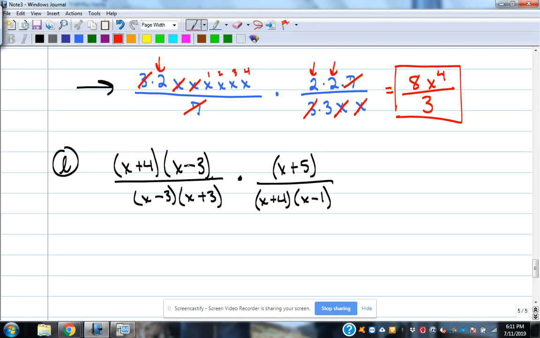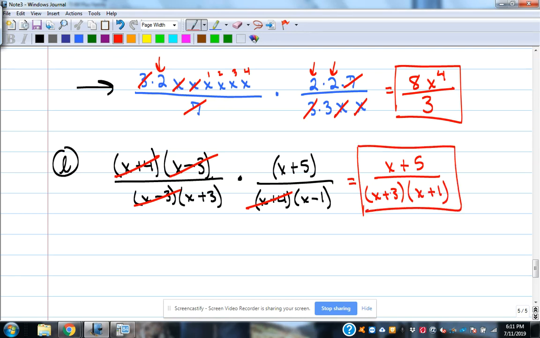So we got an x minus 3. We got an x plus 4 up here and one down there. They cancel each other out. Then I'm looking for something else, but there's not anything else that's going to cancel out. So the top part has the x plus 5. The bottom part has both of those. It has x plus 3 and x plus 1. And just leave it in that factored form like that. It's absolutely fine. You don't have to multiply it out.